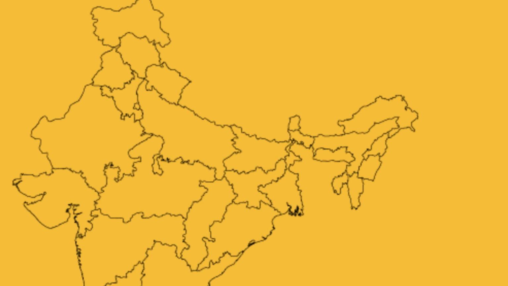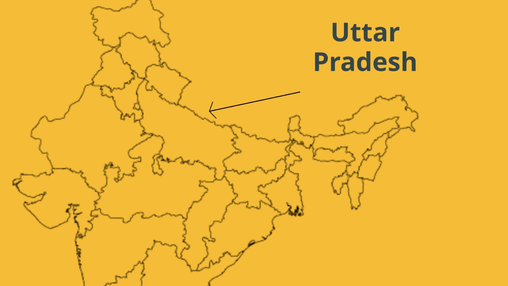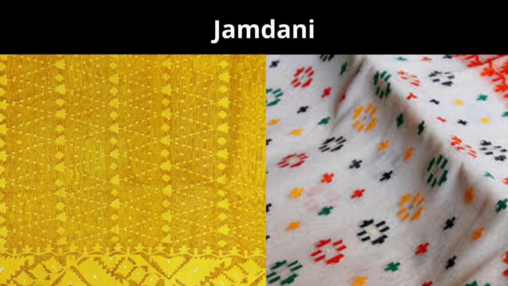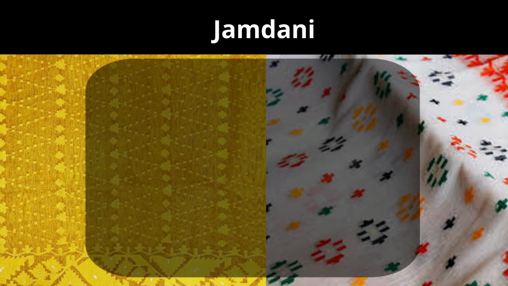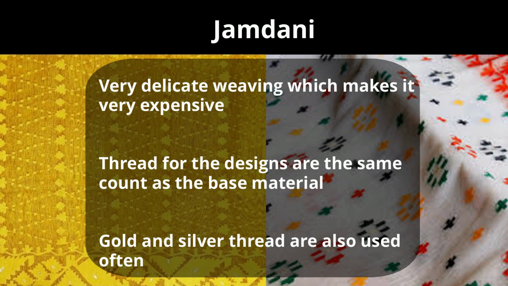Next, we move to Uttar Pradesh. Here, one of the most popular and expensive types of weaves is the Jamdani weave. This is a very delicate form of work where the thread count for warp and weft are the same. Gold and silver thread are also often used to decorate the Jamdani cloth.